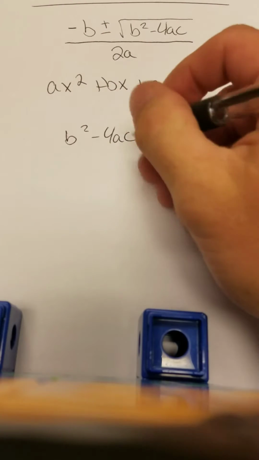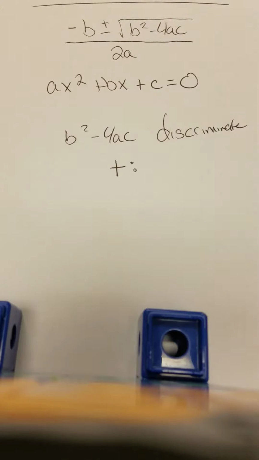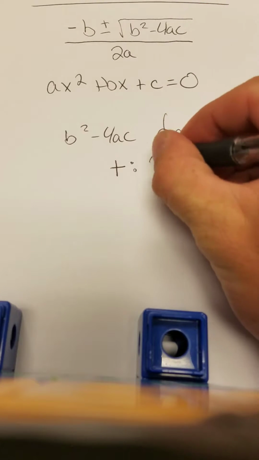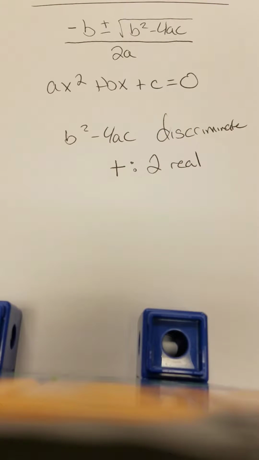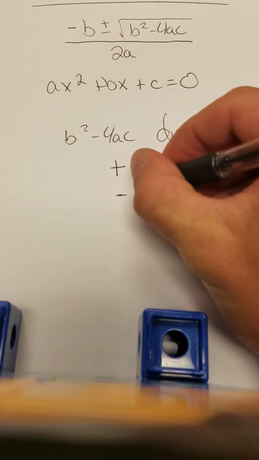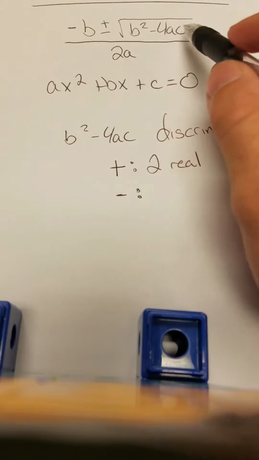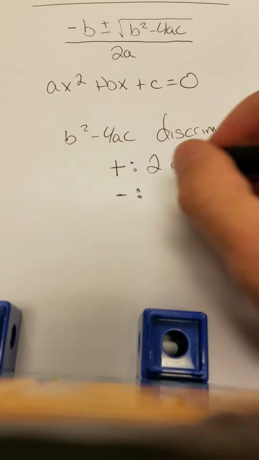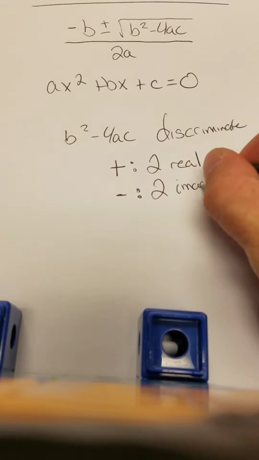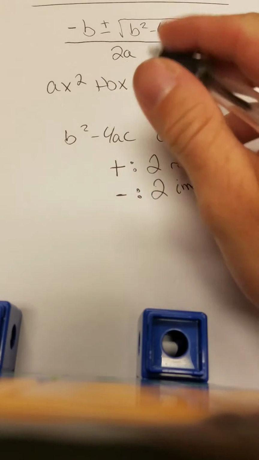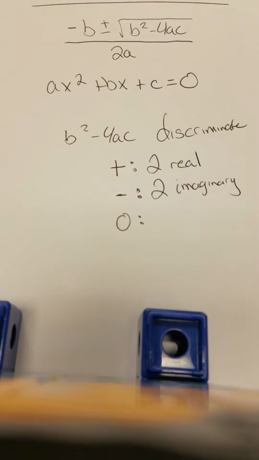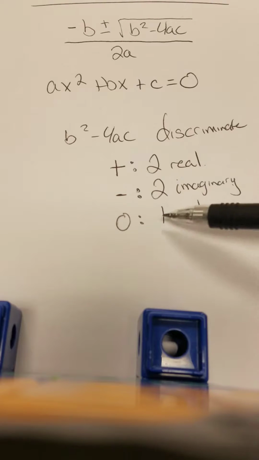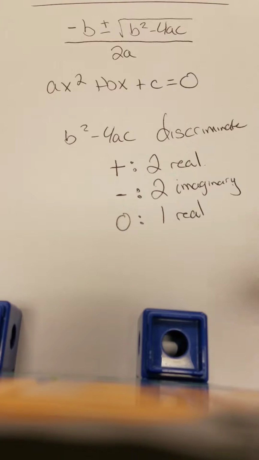All right, and it tells us a couple of different things. If this number is positive, think about it. If I take the square root of a positive number here, that means I'm going to end up with two real solutions. If the piece underneath is negative, that means I'm taking the square root of a negative number, which makes this two imaginary solutions. If I plug this in and I get a 0, that means it's one real solution. Okay, so two reals, it's going to cross the x-axis 2 times. Two imaginary, not going to cross the x-axis at all. 0 means one real, it's going to touch the x-axis.